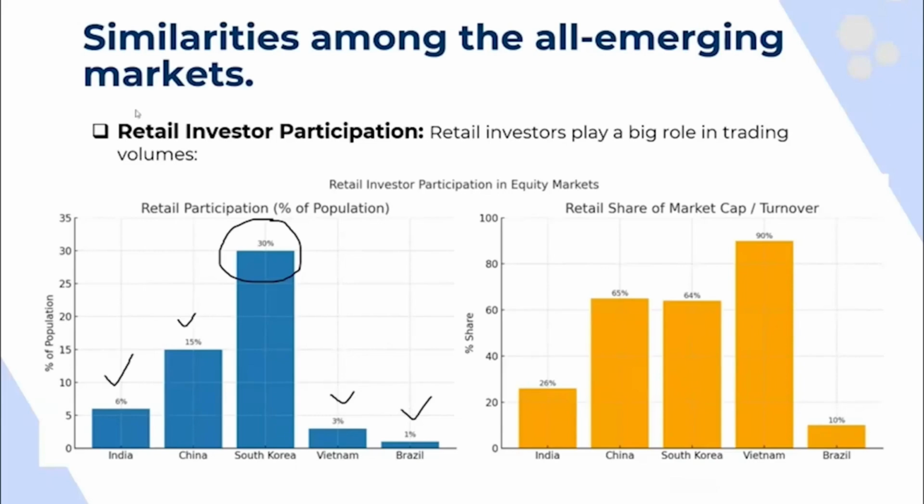Another chart shows the retail share of market capitalization: of the total market capitalization of India, China, South Korea, Vietnam and Brazil, what share is retail. In India, 26% of the market capitalization is retail shares. In China, 65%, and Korea, 64%, nearly the same. But in Vietnam it is 90%, and Brazil is 10%.